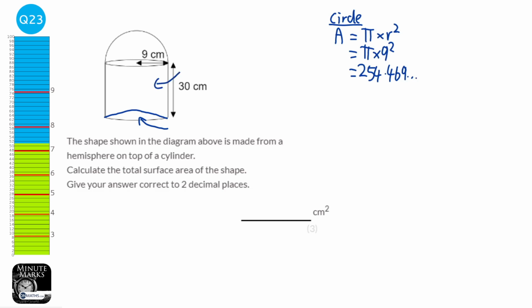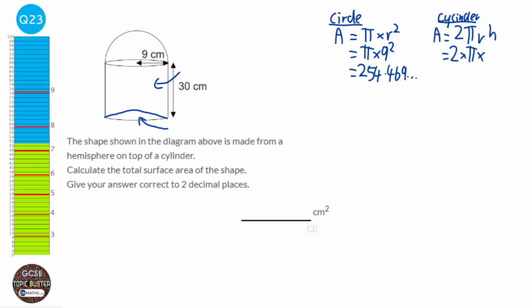Next bit is the curved bit of the cylinder. So we're going to do the cylinder next. And it's just the curved bit, and the formula for that is 2 pi r h. So 2 times pi times the radius, which is 9, times the height, which is 30. And that will give us 1696.460 and so on. And the last bit is this hemisphere here. And so let's do the hemisphere.